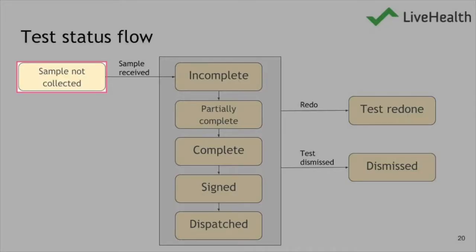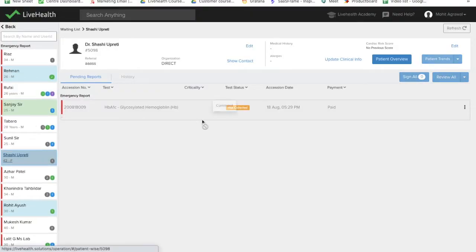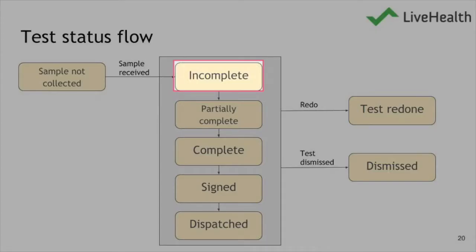So first, before the sample is received, the test remains in test sample not collected status, and it is shown in the waiting list like this in yellow color. So it's shown as not collected, the sample is not yet received. Because the sample is not received, you can't fill the report, so you have to receive the sample first and then start the processing. Once the sample is received, it goes into incomplete status.